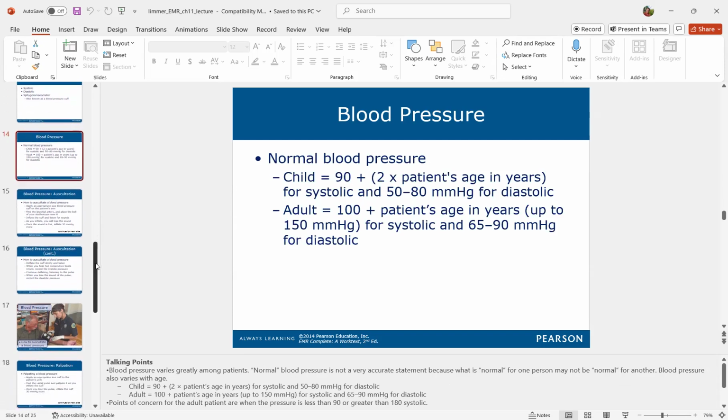Normal blood pressures vary among patients. So normal blood pressure is not a very accurate statement when we're dealing with adults. Everybody has a little bit different blood pressure. Typically for children, it's 90 plus 2 times the patient's age in years. So say the patient's 10, it would be 110 for the top number, the systolic. And then the bottom number, the diastolic number, should be between 50 and 80.